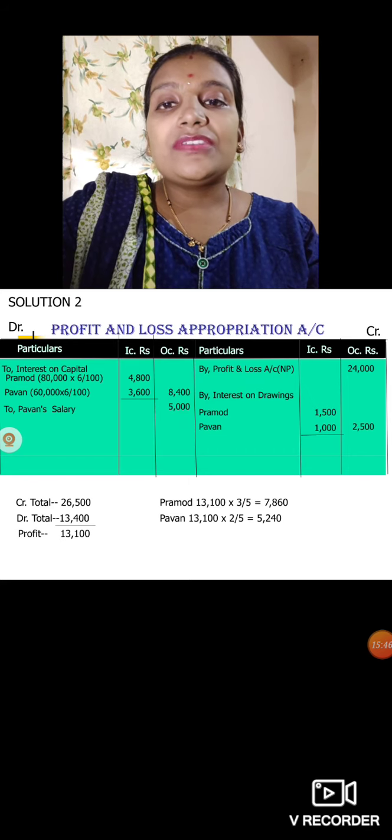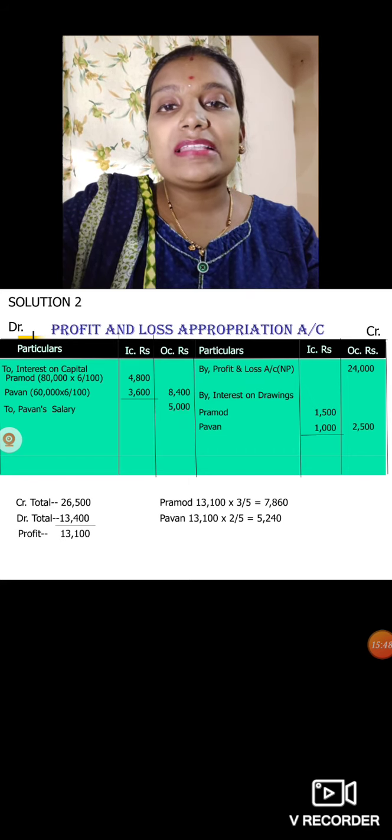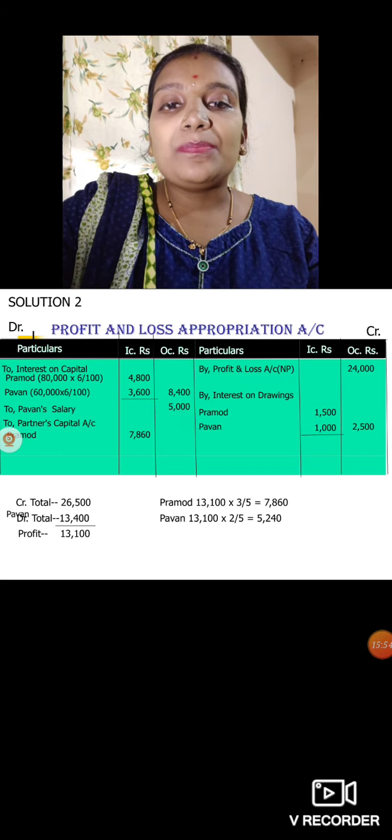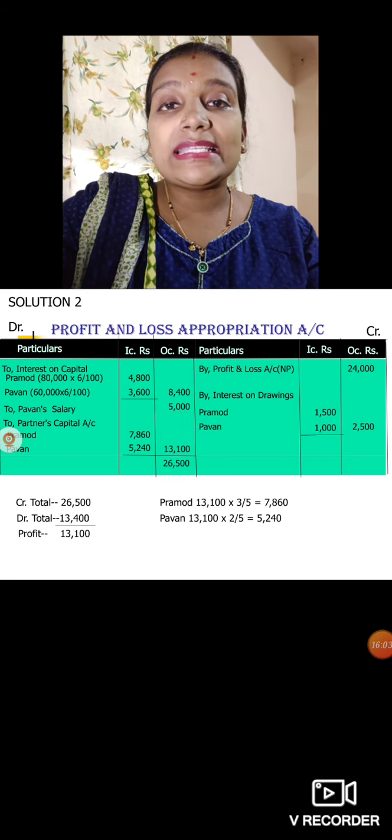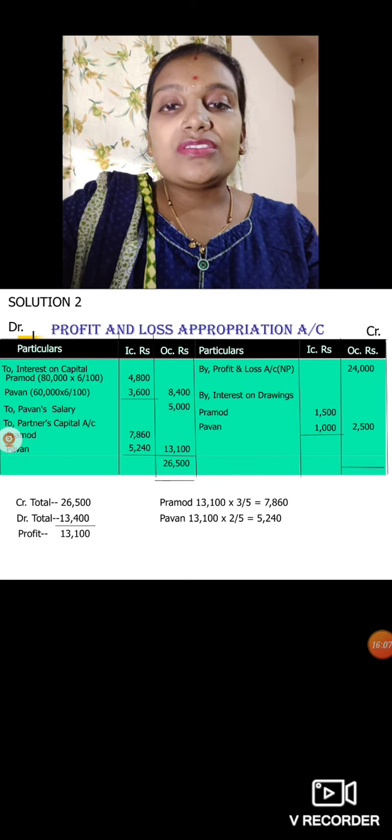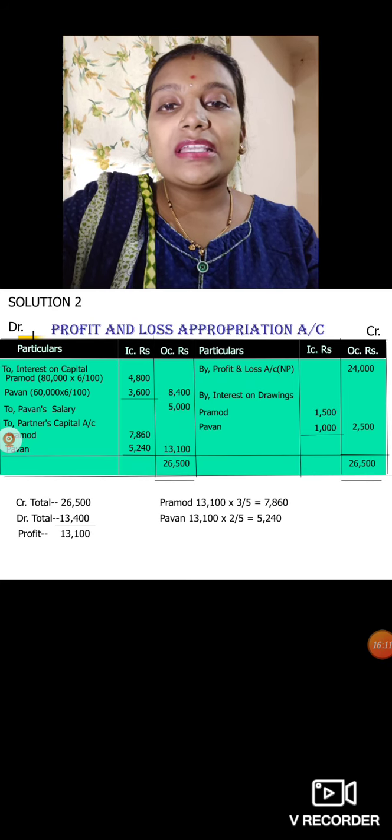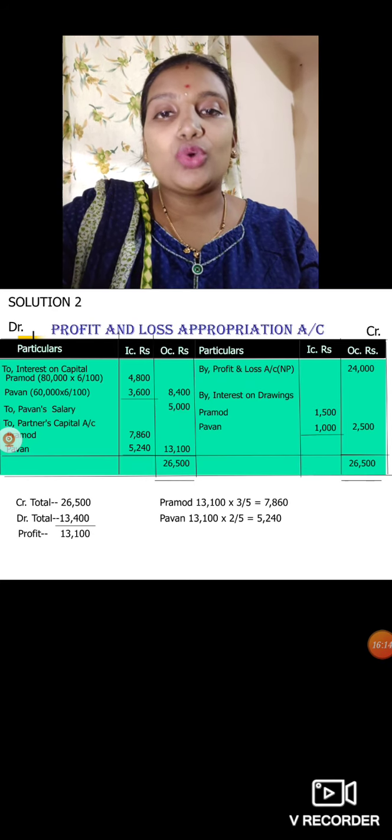So this will be entered on the debit side because we have less amount on the debit side. So on the debit side, the two partners' capital accounts. Pramod, how much are we paying? 7,860. And Pawan, we are paying 5,240. So total of it is 13,100. And on both sides we should record the total 26,500, the greater amount. And don't forget above the figure a single line, below the figure a double line, for the total.